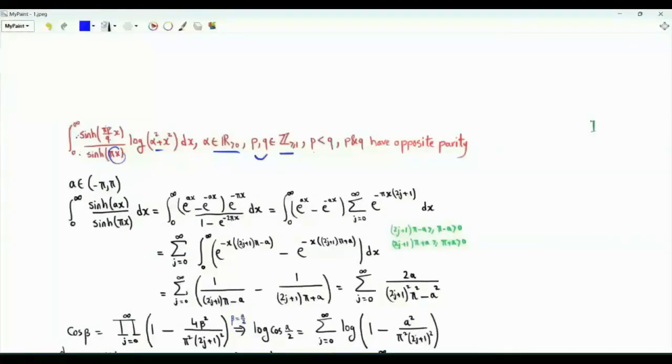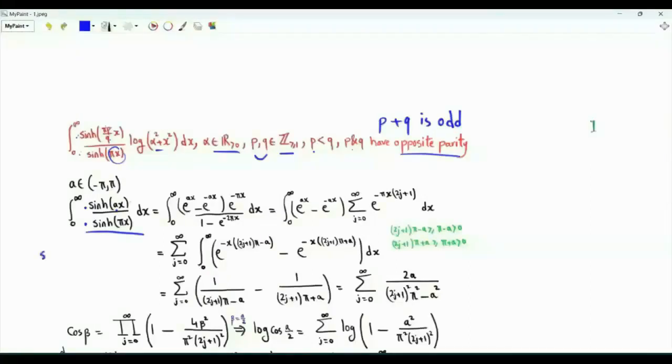P and q are positive integers. P is strictly less than q. P and q have opposite parity, which means that p plus q is an odd integer. Let's start by investigating a couple of integrals that have this ratio of hyperbolic sines. A is a real number in the open interval between minus pi and pi.